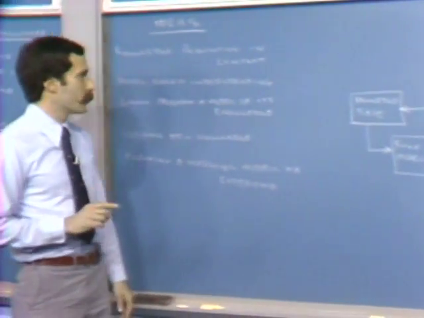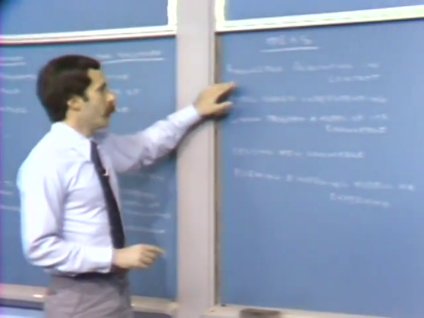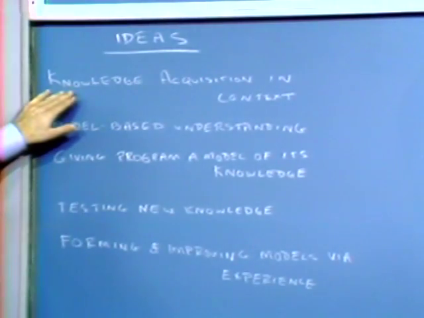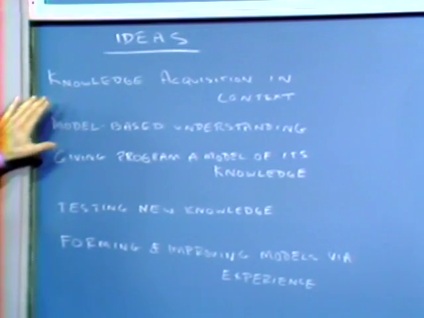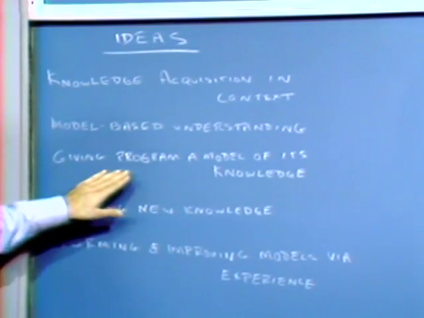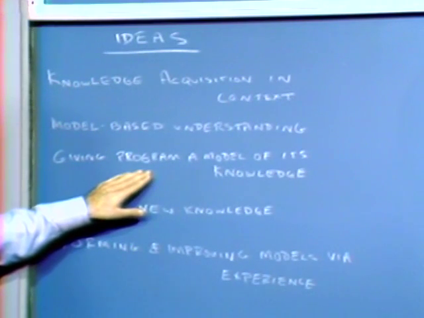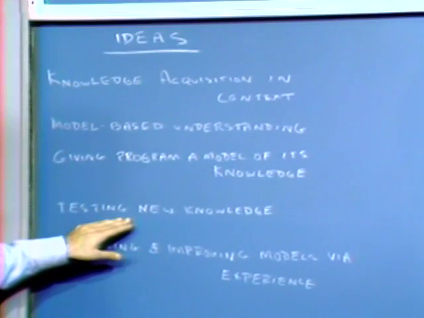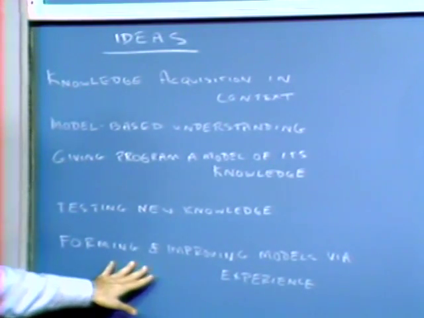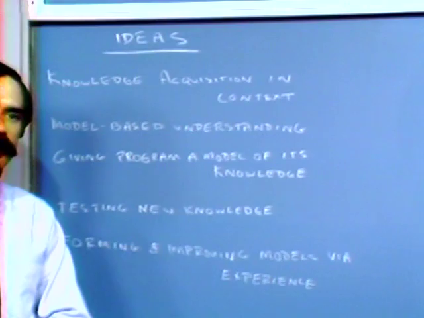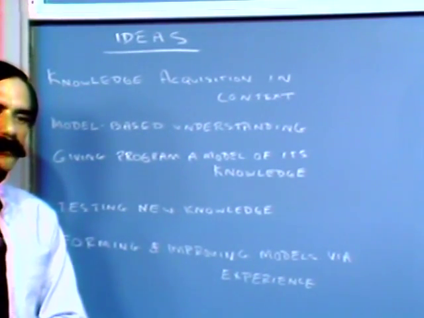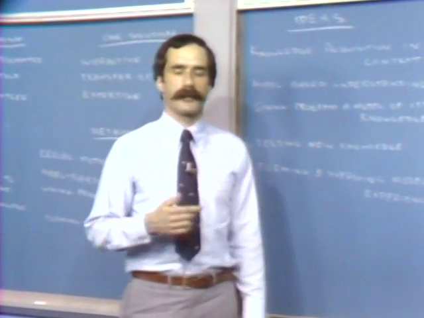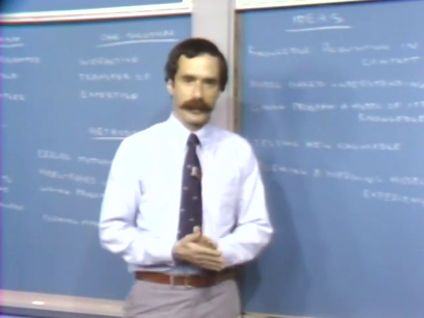So let me summarize by going back to these points here. We have the notion of knowledge acquisition in context. We want to be able to get knowledge by looking at a particular error. Model-based understanding and giving a program a model of its knowledge. In a very primitive sense, the system knows what it knows. We test the new knowledge to see if it fits in with the old. And an interesting capability, the system is capable of forming and of updating the models that it has, forming and updating the models of its own knowledge as a result of experience in interacting with the expert.